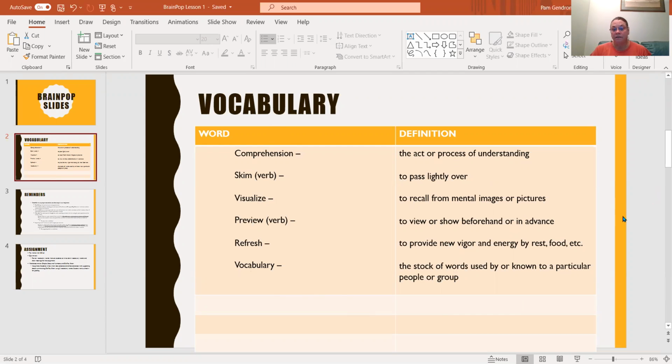First word is comprehension. That is the act or process of understanding. Next word is skim, to pass over lightly. Visualize, to recall from mental images or pictures, like he talked about making a movie in his head. Preview, to view or show beforehand or in advance. And refresh, to provide new vigor and energy by rest and food. And the last vocabulary word is vocabulary. The stock of words used by or known to a particular group.